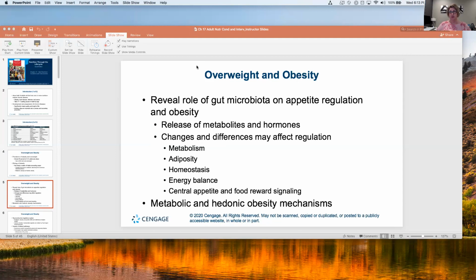So big picture here, when I'm trying to explain obesity to people, it's very important that they understand that when we look at our gut and our body, there could be things going on in our body that may or may not be helping with regulation of calorie uptake, okay? So looking at some of these, when you're looking at the board here, changes and differences that may affect regulation. So our metabolism can affect it.